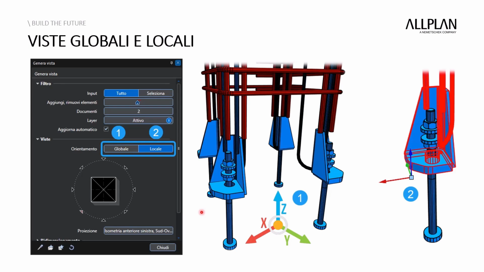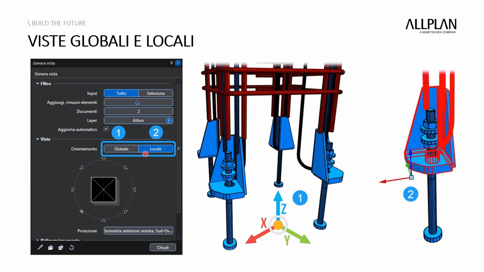When generating views, Allplan provides you with two new modes, global orientation and local orientation. In the past, all views were simply generated using the global logic. What does that mean? It means that when the model was modified, and by modification I mean moving or rotating it, the view would behave accordingly.